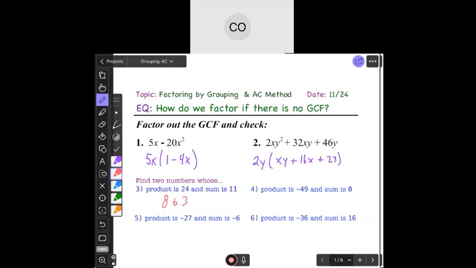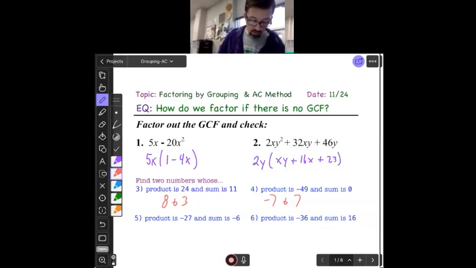Kamala, what about number 4? Two numbers that multiply to be -49, but add to be 0. Our group didn't understand what problems we were supposed to be doing. -7 and 7, I think, right? That's number 4. That would have been a lovely time to ask for help. You guys could have called me in there and let you know.